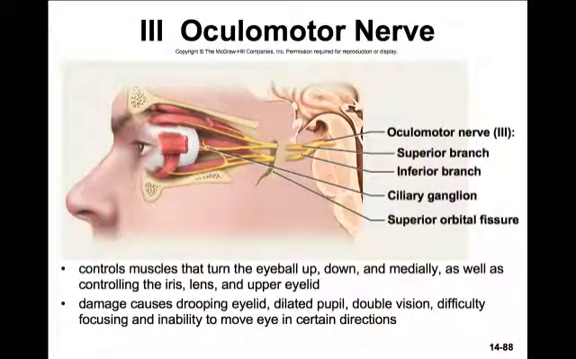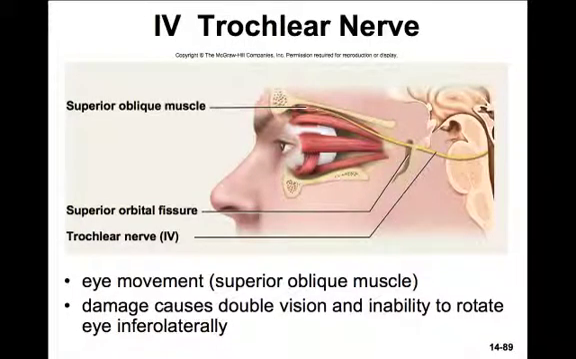Number 3 is the oculomotor nerve. It controls muscles that turn the eyeball up and down and medially, as well as controlling the iris, lens, and upper eyelid. Oculo, eye, motor, movement, so that makes sense. Damage could cause a drooping eyelid, dilated pupils, double vision, or difficulty focusing and inability to move the eye in certain directions. The trochlear nerve is involved in eye movement also. It's involved in the superior oblique muscle.